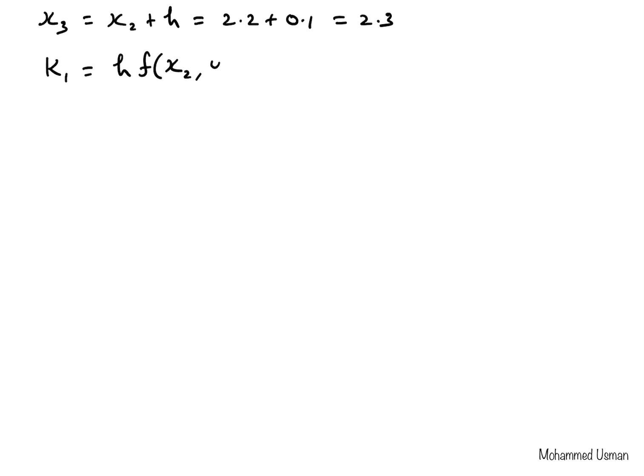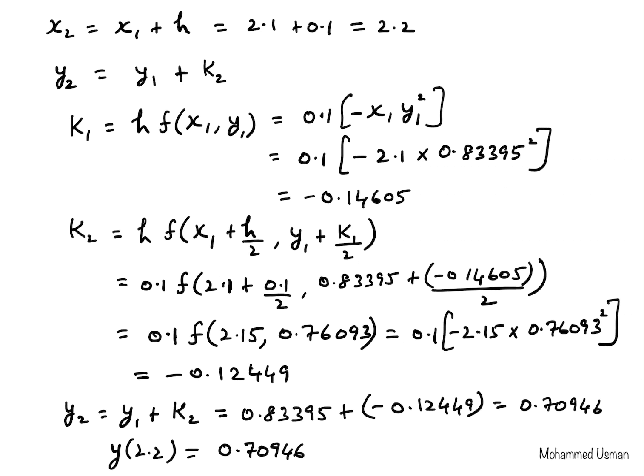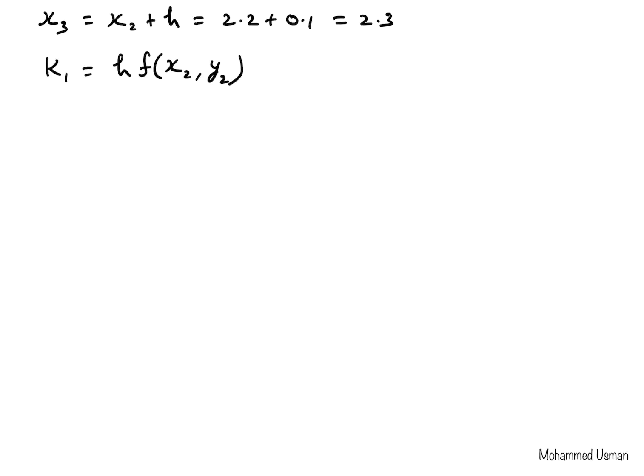So for the next iteration, we will have x3 equals x2 plus h, which will be 2.2 plus 0.1, which is 2.3. And then for this iteration, we will compute k1, which will be h into f of x2 y2. Because we now have x2 and y2 available to us, we know x2, we know y2. Previously we computed f of x1 y1. Now we will use f of x2 y2 into h. That will give us the new k1 for the third iteration.